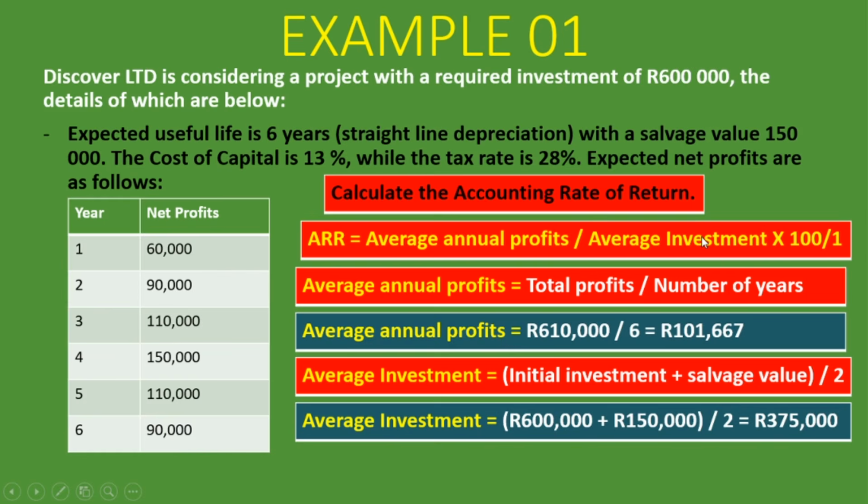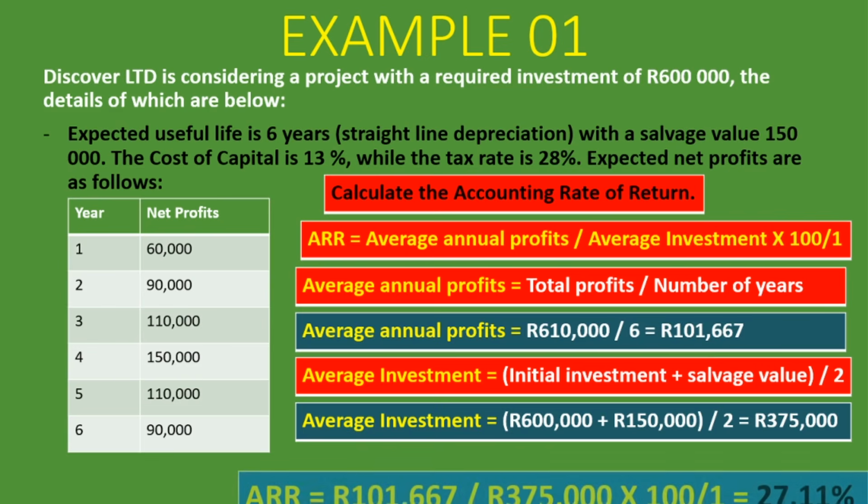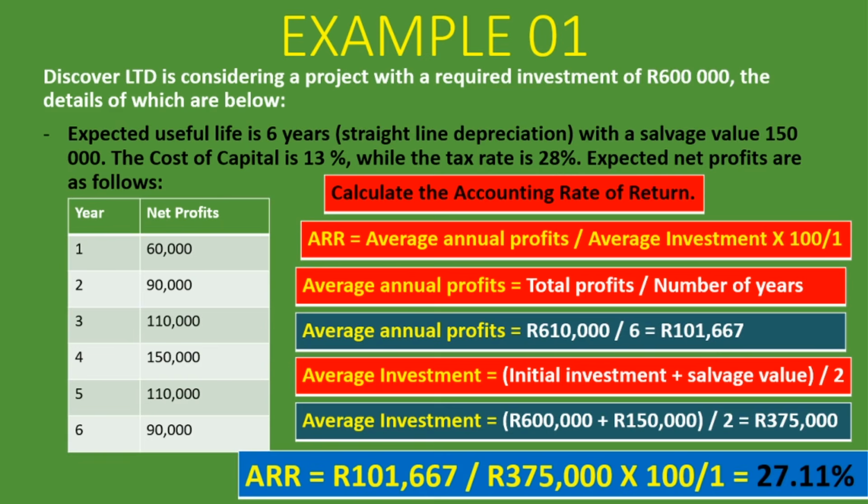annual profits, divide by the average investment, times 100 divided by 1, and we will get our accounting rate of return. So we're going to take the 101,667 rand, divide by 375,000 rand, times 100 divided by 1 gives us an accounting rate of return of 27.11%. And that is our accounting rate of return.